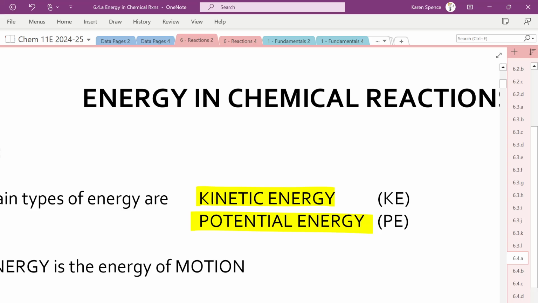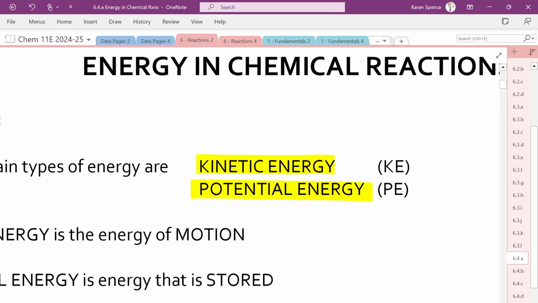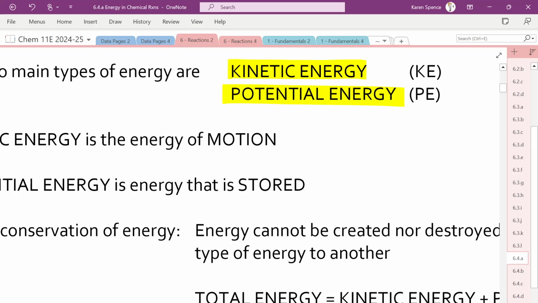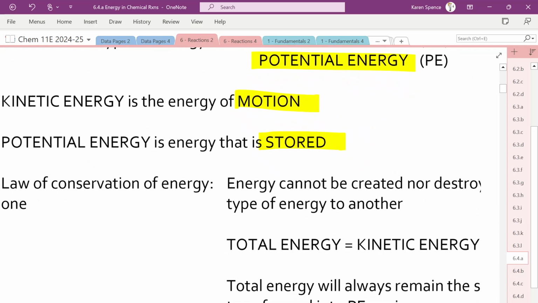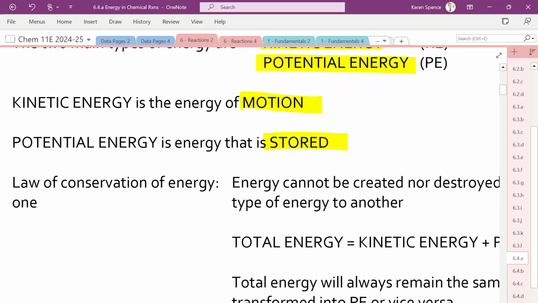Okay, those of you taking physics probably know way more than I do about energy because I've forgotten everything, but kinetic energy essentially is the energy of motion, and potential energy is energy that is stored, okay? Do you know the law of conservation of energy?